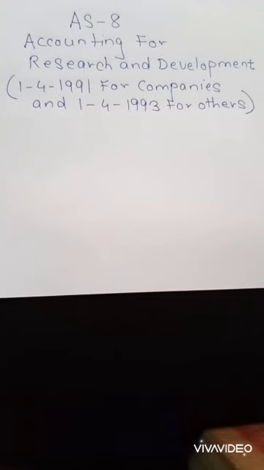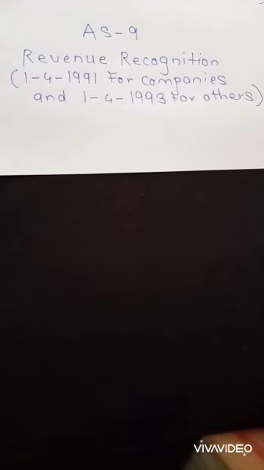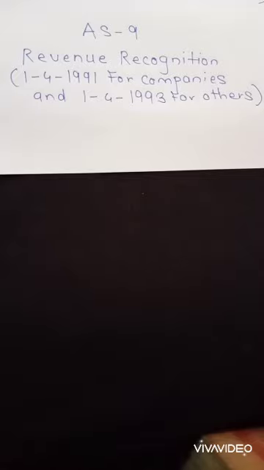Now we'll see the accounting standard 8, that is accounting for research and development. According to this standard, the amount of research and development cost should be charged as an expense of the period in which they are actually incurred. Now we'll see the accounting standard 9, that is revenue recognition. This standard deals with the basis required for recognition of revenue items in the profit and loss account of an enterprise. It lays down conditions to recognize revenues that arise from the various transactions of an enterprise.